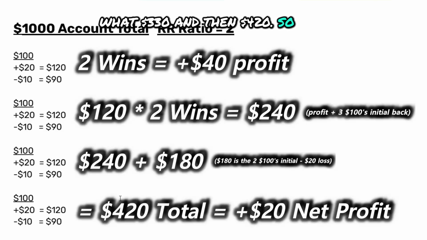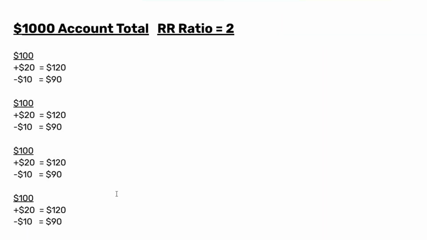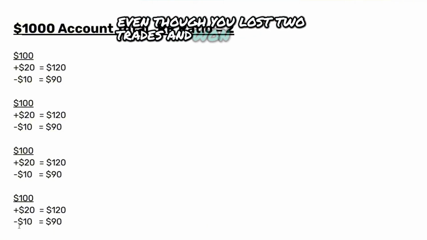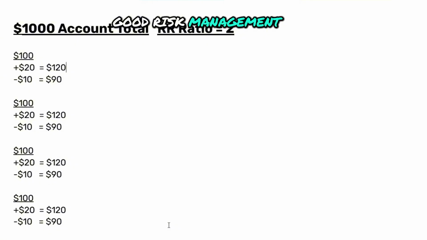So you still made a profit. Even though you lost 2 trades and won 2 trades, you're still in the positive. You still made $20, so isn't that cool? That's the power of good risk management and proper risk control, right?